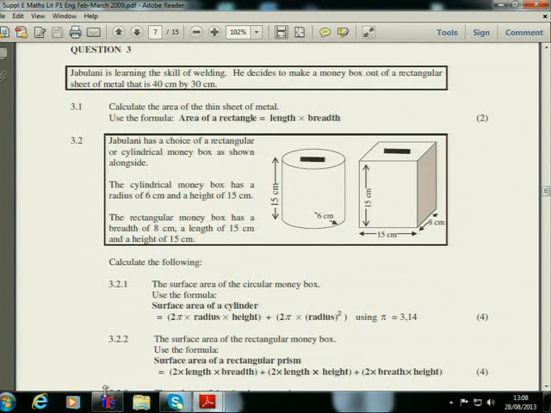We're moving on to question 3.2. Jabulani has a choice of a rectangular or cylindrical money box as shown alongside. The cylindrical money box has a radius of 6 centimeters and a height of 15 centimeters. The rectangular money box has a breadth of 8 centimeters, a length of 15 centimeters, and a height of 15 centimeters.